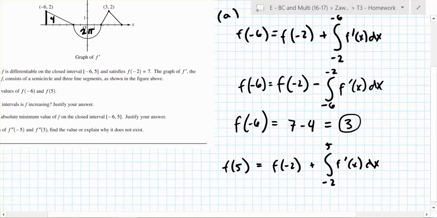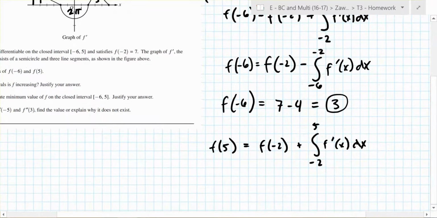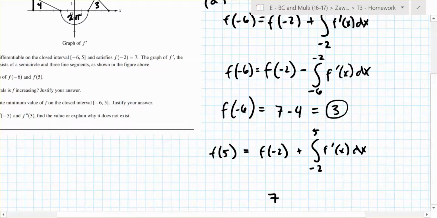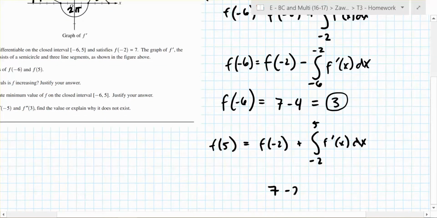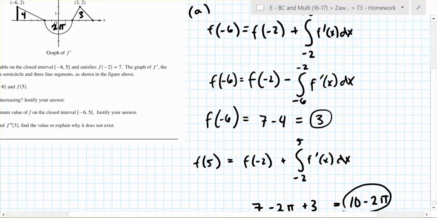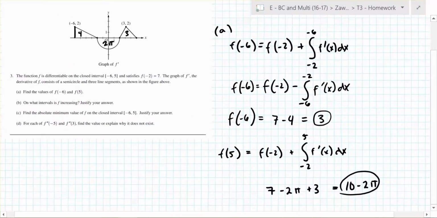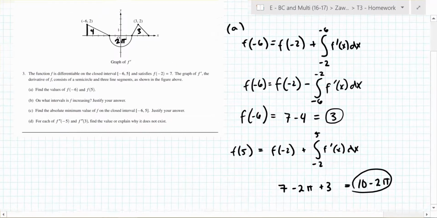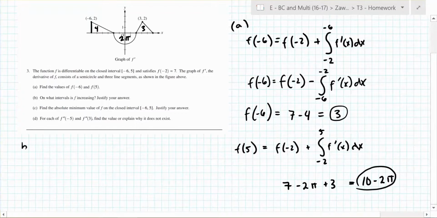And then the area of this triangle over here has a base of 3 and a height of 2, so it's going to have an area of 3. So we're going to get 7, but this 2 pi, since it's a negative area, we're going to want to subtract 2 pi and add 3. So f of 5 is going to be equal to 10 minus 2 pi. And so those are our two answers for part A. So now we can move on to part B.